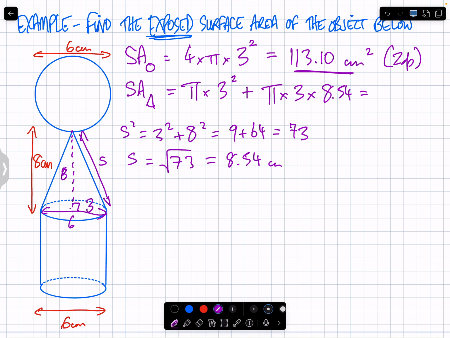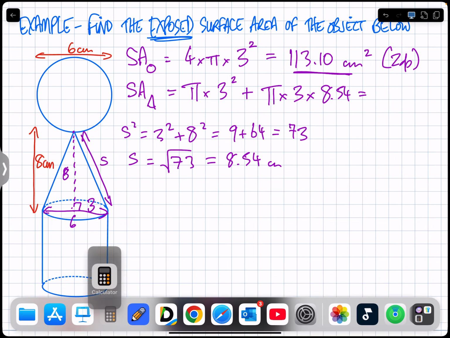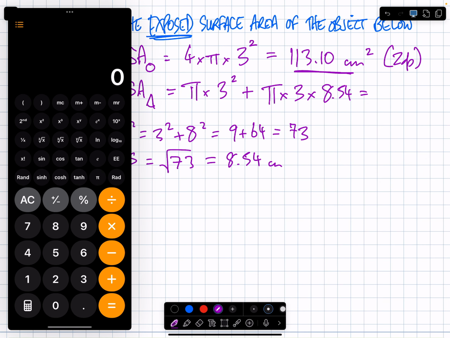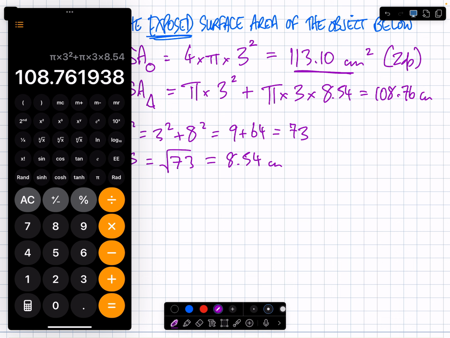8.54. So the Apple calculator's improved since the previous version. So pi times 3 squared plus pi times 3 times 8.54. So we have 108.76 square centimeters. That's to 2 decimal points as well.